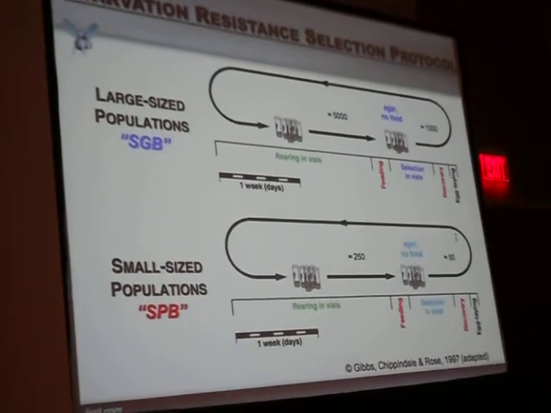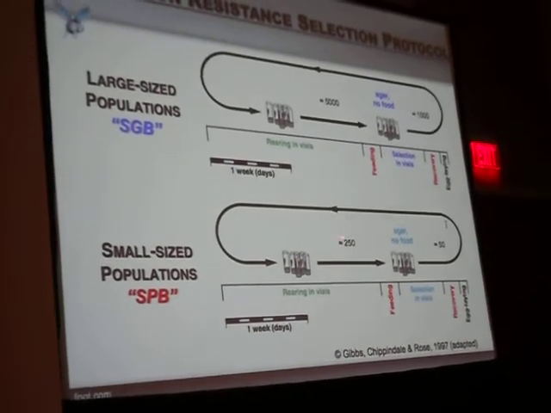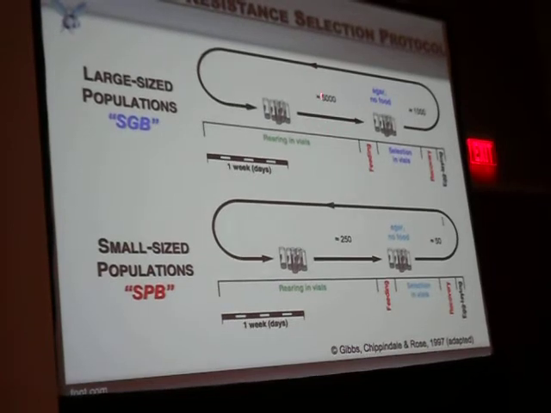For the small size populations, it was very, very similar, but the sizes were different. We started with 250 flies and then went up to 50, compared to the 5,000 to 1,000.